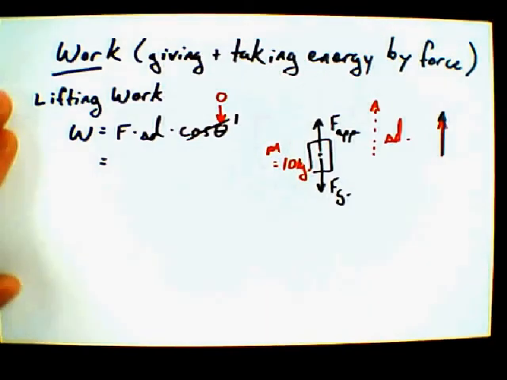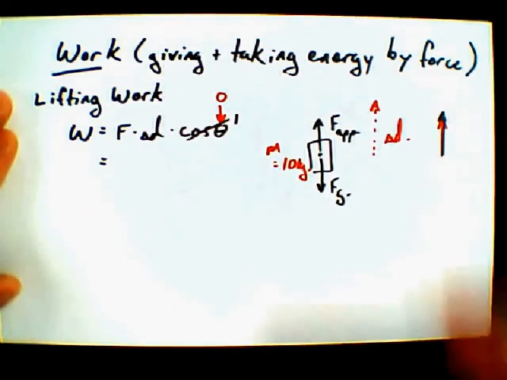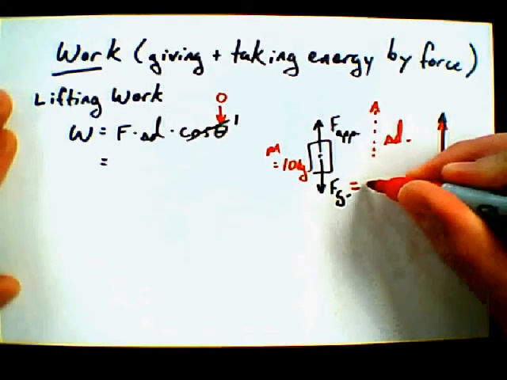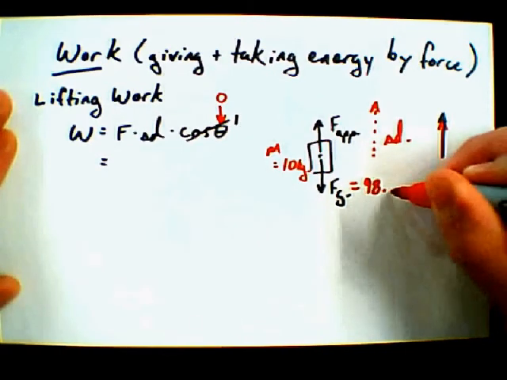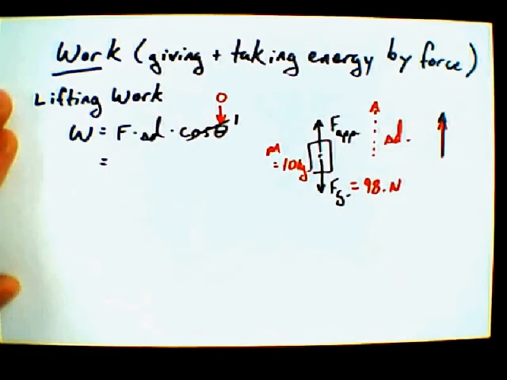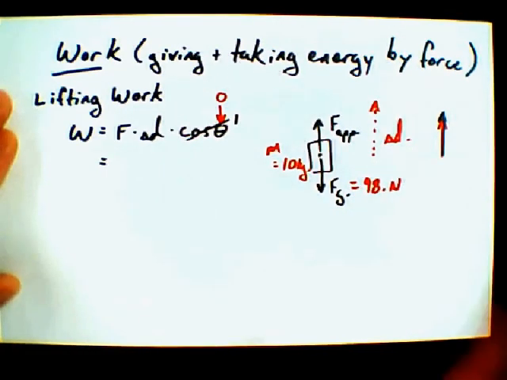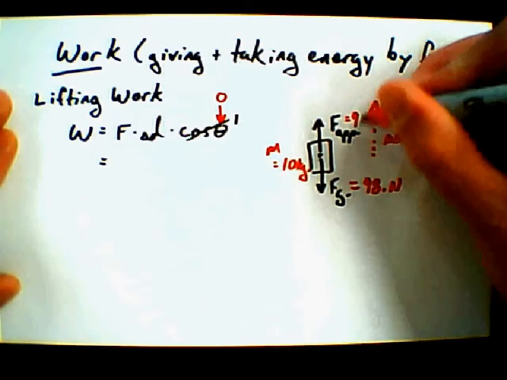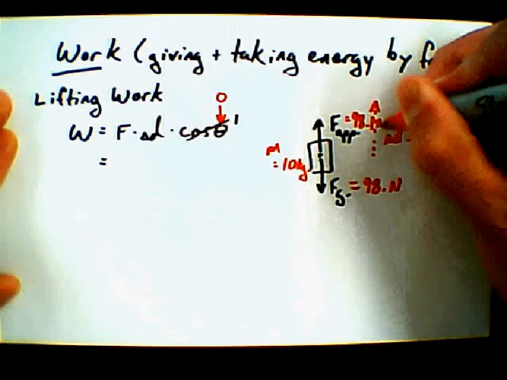Let's say that we have an object that has a mass of 10 kilograms. What's the force due to gravity? 98.1 newtons, assuming gravity is 9.81 meters per second squared. So 98.1 newtons downwards. What's the applied force that's going to be required to lift such a thing? 98.1 newtons, if you're going to lift it at a constant rate.